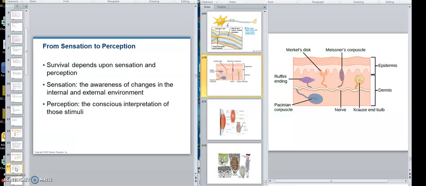From sensation to perception, we're going to stop right here and start a new one.